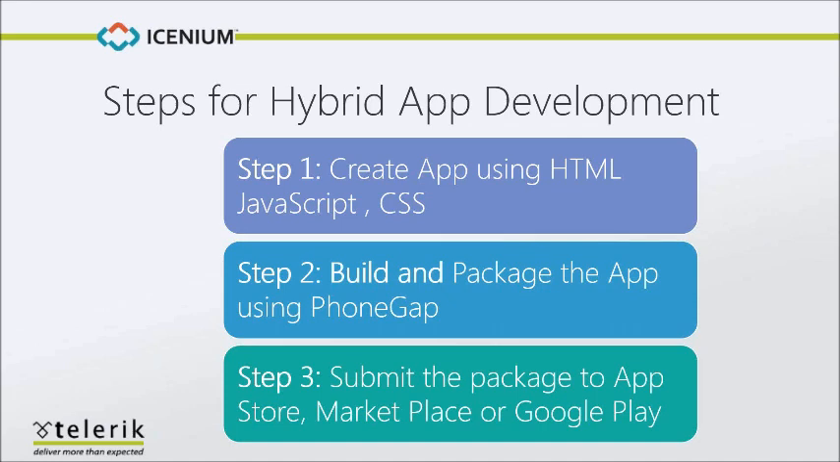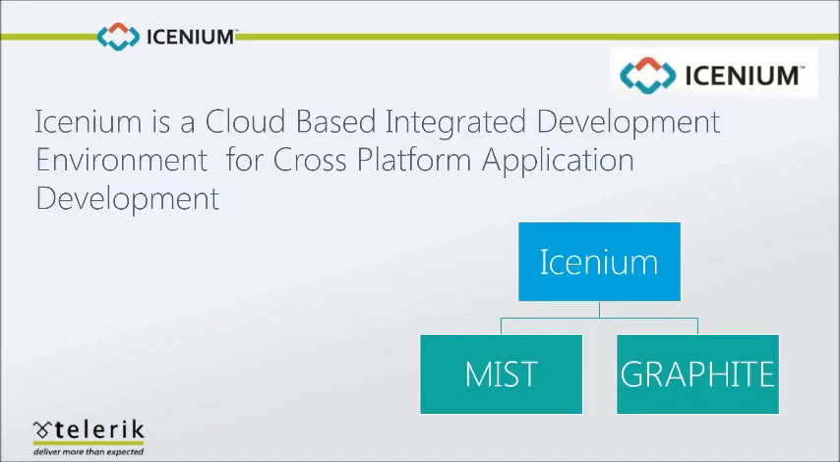Then you need to build and package the app using PhoneGap. Again, this step 2 looks very simple, that you can just build and package, but when you do it without using any tool, it is not that easy. So here Icenium comes into action, and Icenium helps you, in just one or two clicks, build your application, package it, and submit it to the App Store for iOS devices, Marketplace for Windows Phone devices, or Google Play for Android devices.